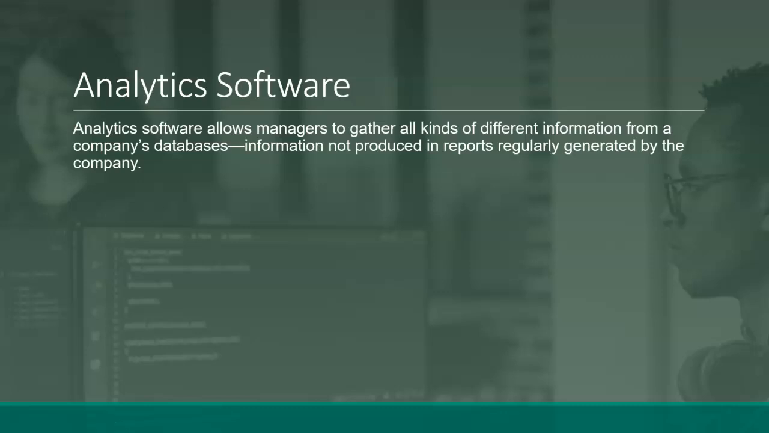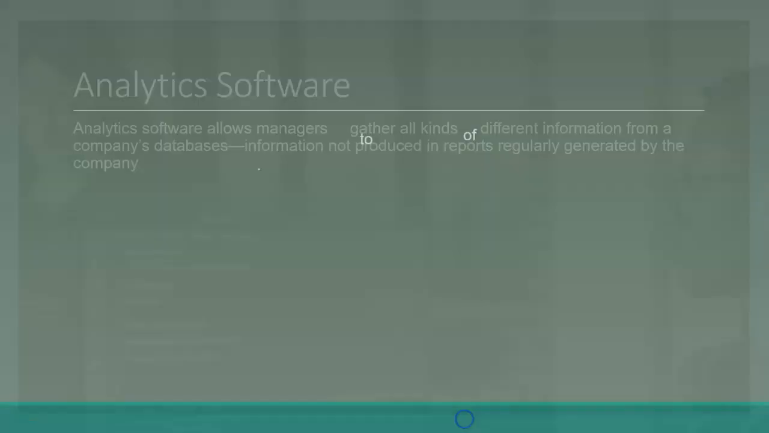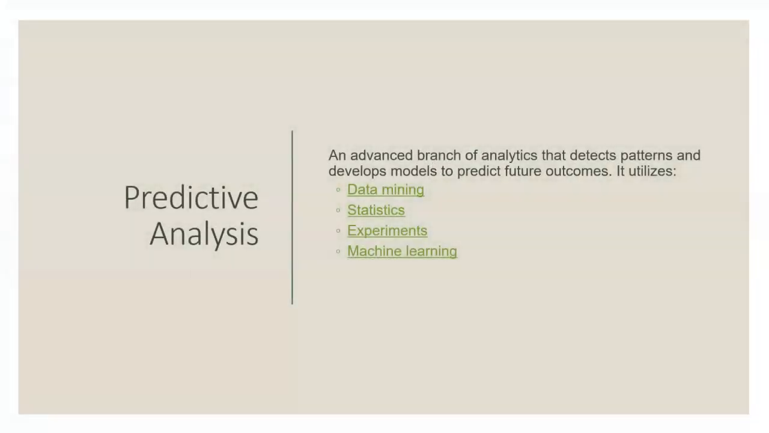Analytics software. Analytics software allows managers to gather all kinds of different information from a company's databases. Information not produced in reports regularly generated by the company. Predictive analysis. So an advanced branch of analytics that detects patterns and develops models to predict future outcomes. It utilizes data mining, statistics, experiments, and machine learning.